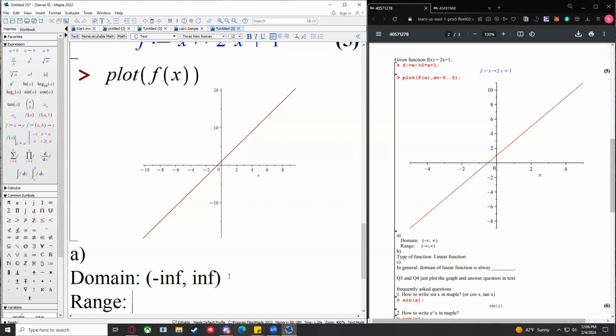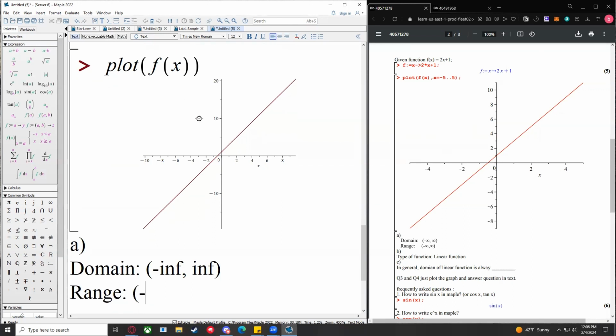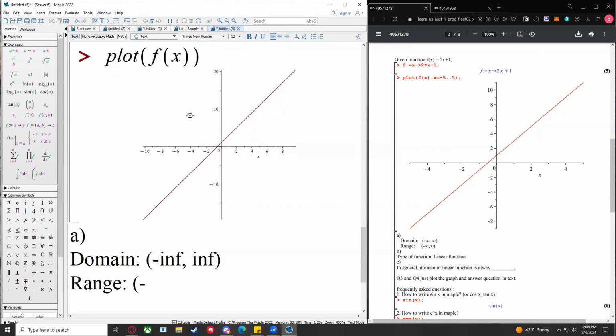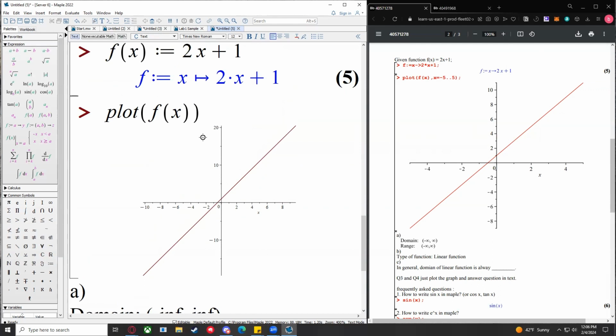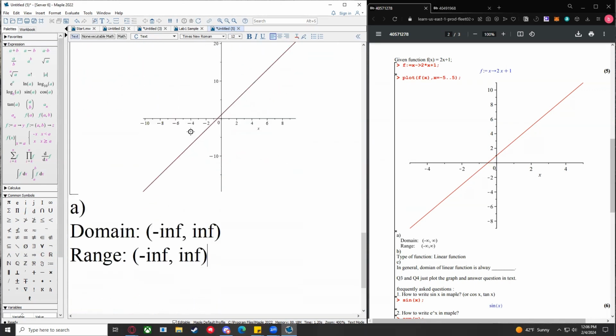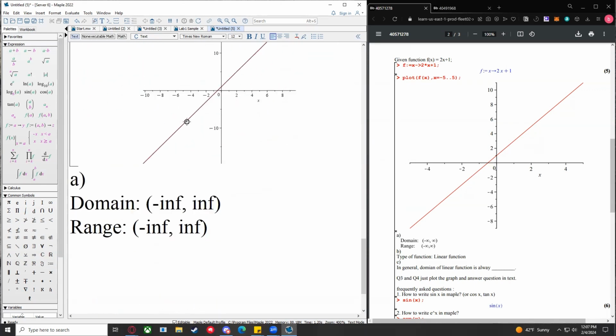Next, our range. What will be our range for this linear function? Infinity. Yeah, it'll also be negative infinity to infinity. And that's because this is a line, right? There is nowhere I can plug a number in and get a discontinuity. And any y value I want to hit, I'm going to eventually hit by going either negative enough or positive enough. So, yeah. Next we'll do B.